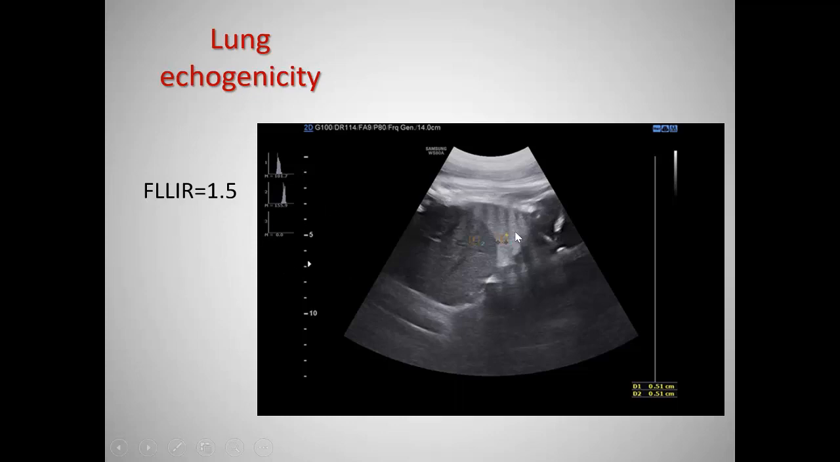In this case, the lung echogenicity, of course, subjectively you can see that it is more echogenic than the liver. But in order to be precise, they do this measure, which is called the FLR, or the fetal lung-liver ratio.